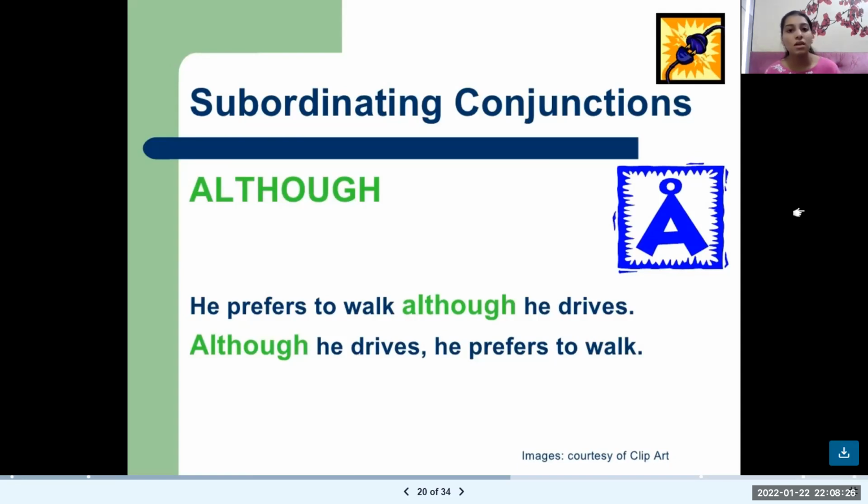Now in the second sentence, what is happening? Your question is being answered first, and then it is told. What is the question? Like you're telling me someone prefers to walk, but it sounds incomplete. Like, he prefers to walk, okay. But when? Although he drives, he prefers to walk. So in the second sentence, the sentence is flipped, right? It shows that although he drives, he prefers to walk. So this is how your subordinating conjunctions are used.